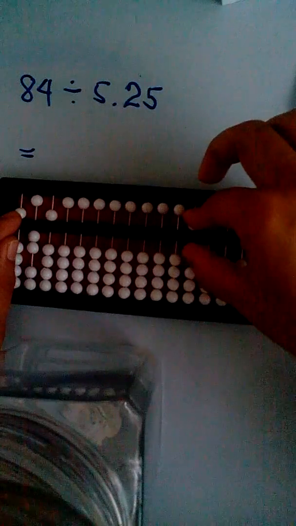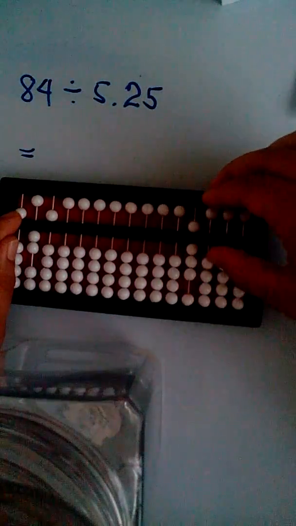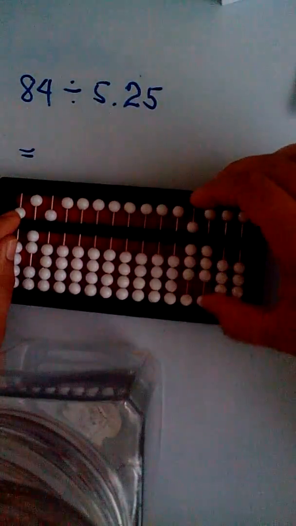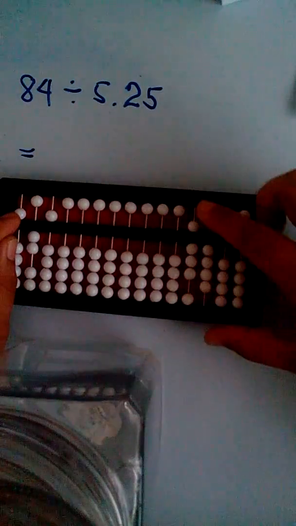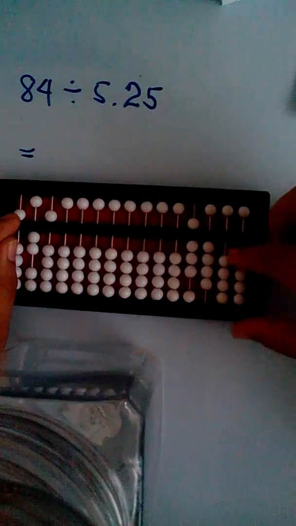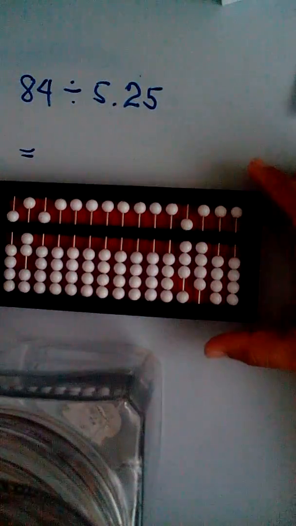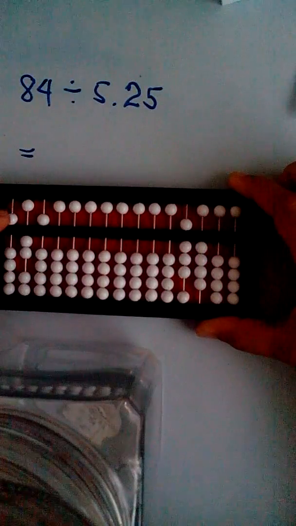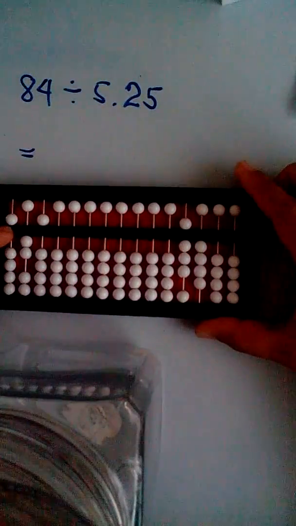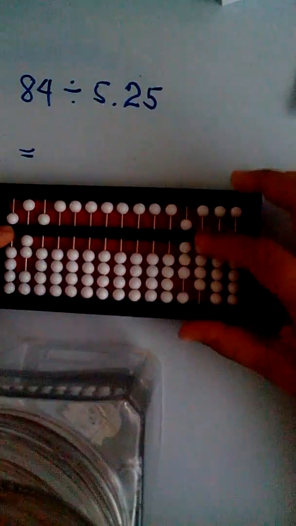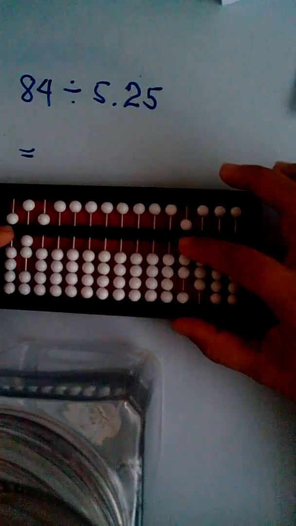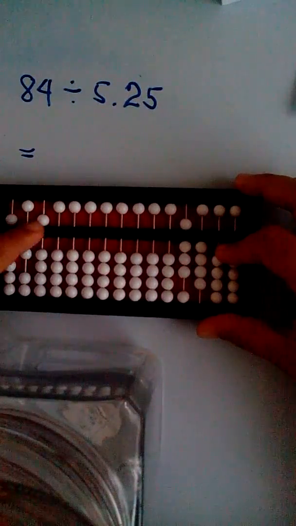So now the 84 will be read as 8,400 divided by 525. Then let's start dividing. Since we have a three-digit divisor, let's start with three digits of the dividend first. So 8, 4, and 0, or 840 divided by 525.